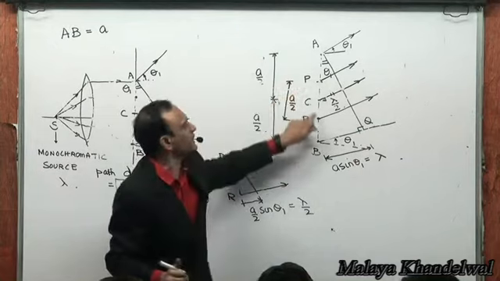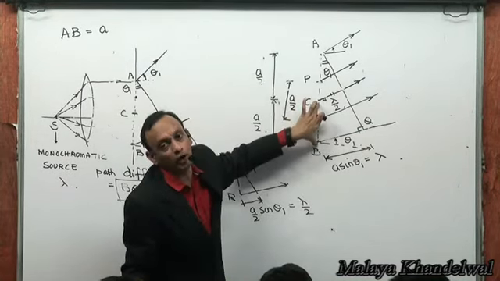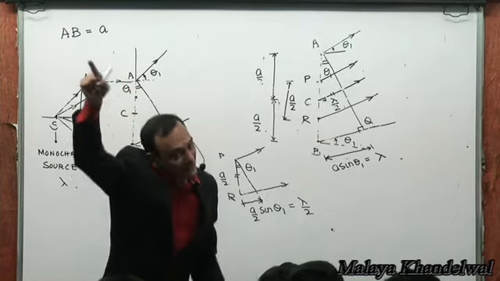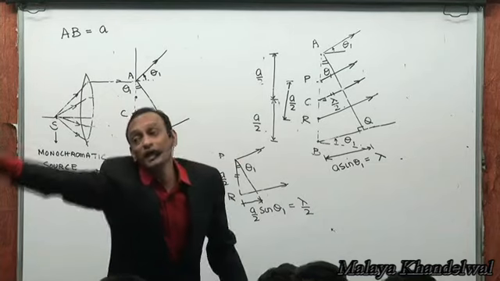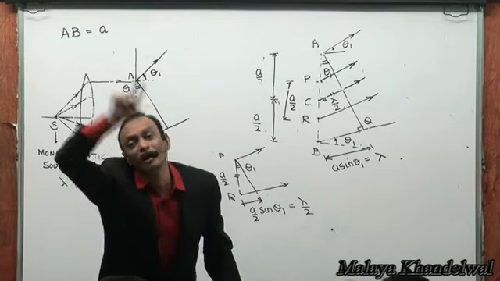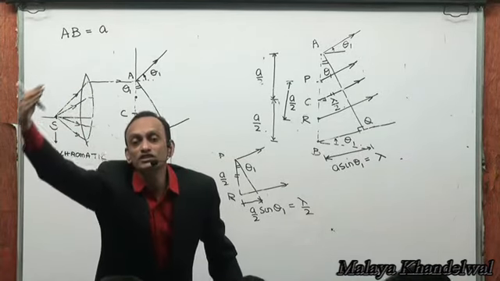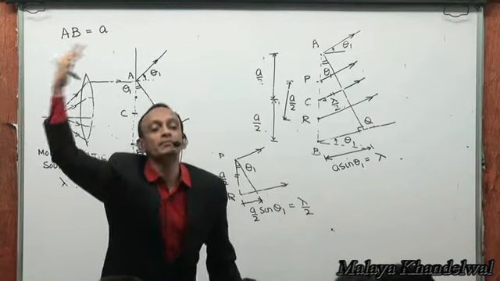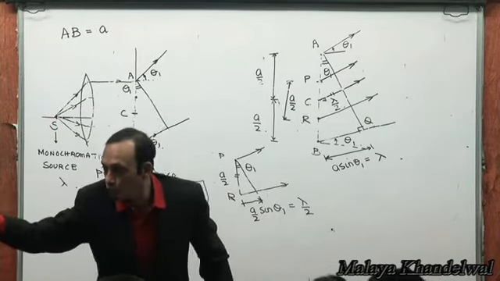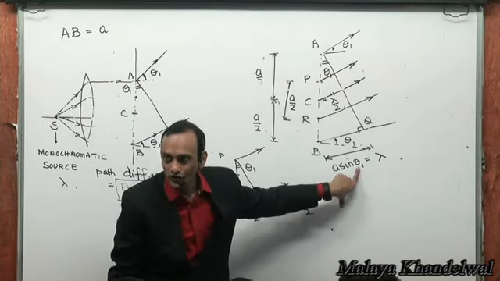See, for every P I can find an R. So for every point between A and C, there is a corresponding point between C and B, which will produce diffracted rays at an angle theta 1, which will interfere destructively on the screen, producing what is called the first secondary minima. Yes or no? Right? That means when will that happen? That will happen for theta equal to theta 1.